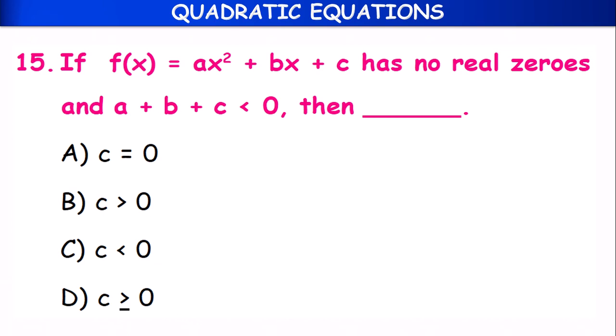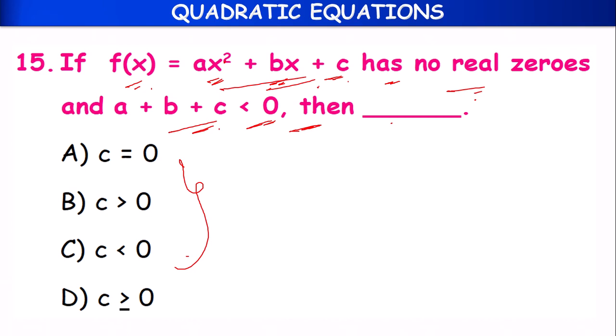15th one. The question is, if f of x equal to ax square plus bx plus c has no real zeros and a plus b plus c is less than 0, then which of the following conditions will be true? So they have given one equation, ax square plus bx plus c, and they have also given one hint that it has no real zeros, and one more hint, a plus b plus c less than 0. Then which of the following conditions is true?